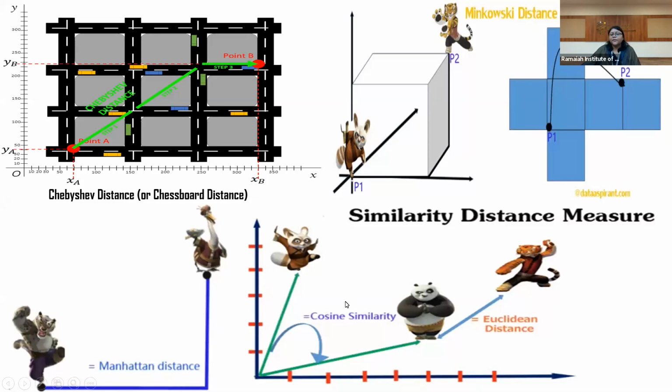And the last one is the cosine similarity. That means we consider the angle between them. If I want to consider the distance between this object and this object, I need to consider the angle between them. And this cos theta is represented as a distance. So this is how all the distances are measured in SPSS. That is how we discussed the distance measurement.